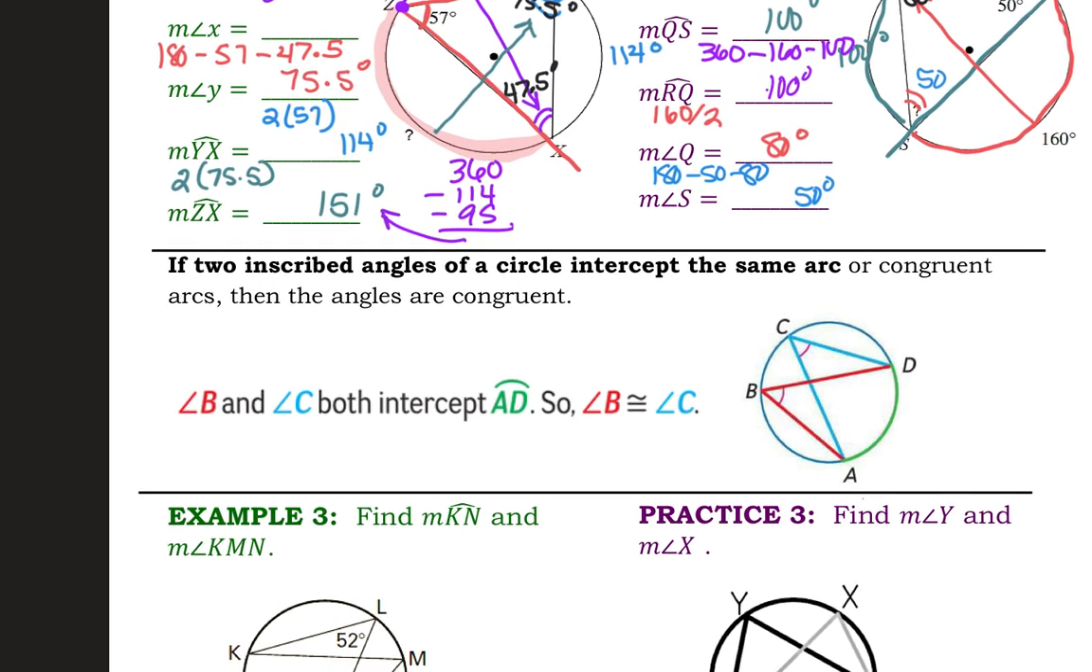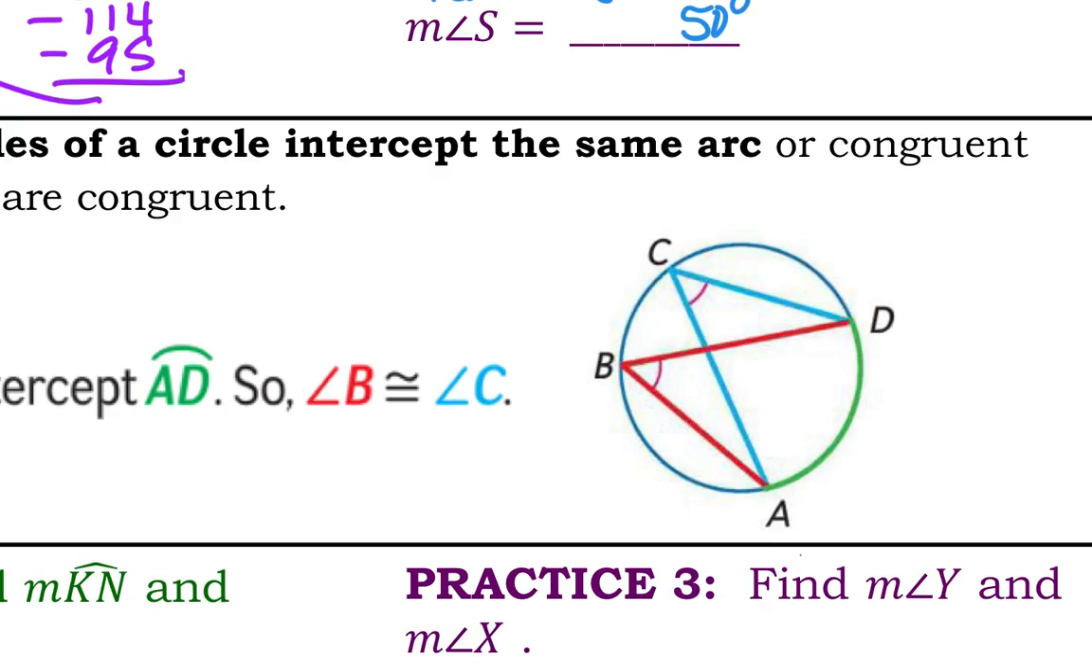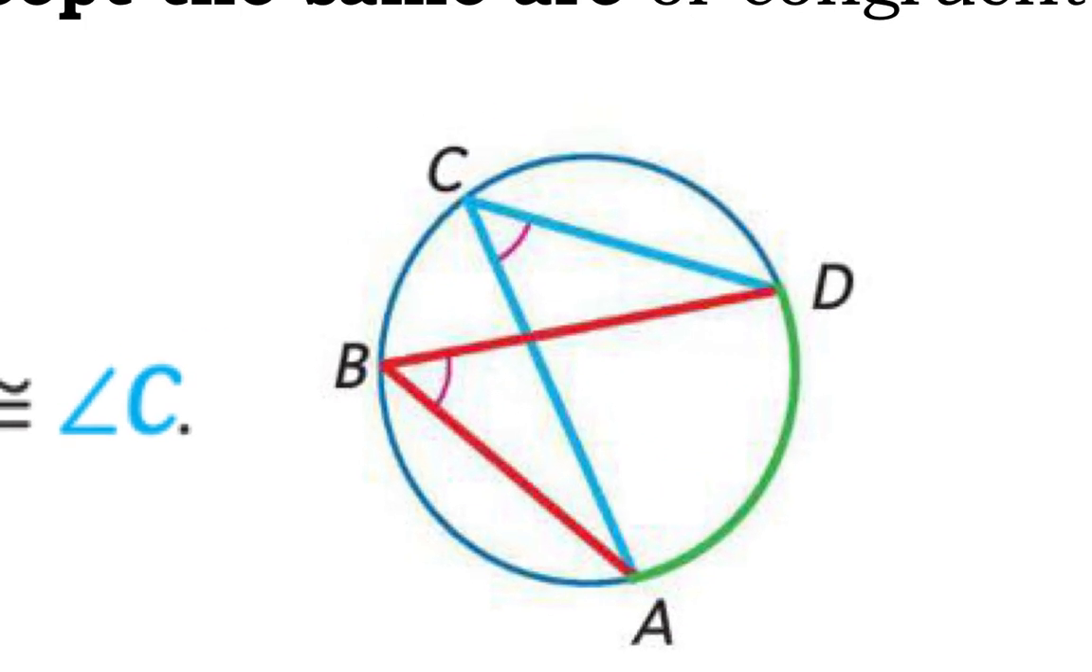Next theorem. The theorem we're looking at here just says that if two inscribed angles share the same arc, they have to be the same. That's all it is. All right, so let me zoom into the picture. So here we have two inscribed angles. We have angle C and angle B, right? Here's angle C, and here's angle B.